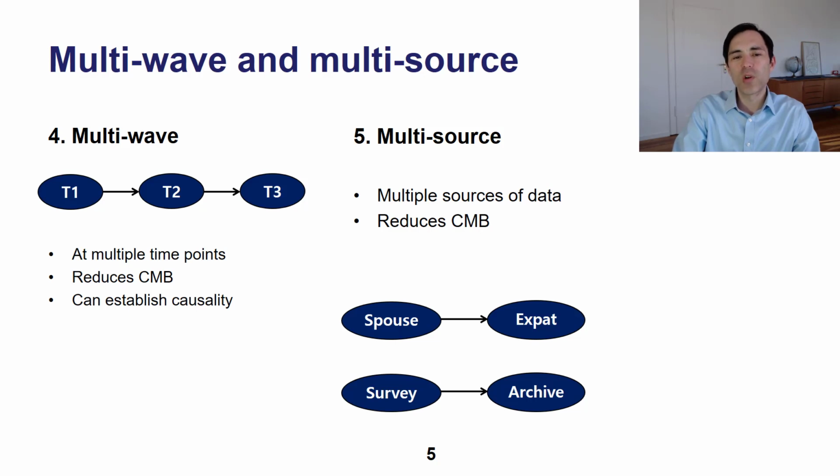Then we have multi-source designs. Here we combine different data sources. It could be survey and archival data, or it could be also different people. As you might remember, I'm a researcher doing research on expatriation. And we can look at the spouse and the influence of the spouse on the expatriate. And studies found that the spouse has a major impact on the success of expatriates. Again, such kind of designs greatly help to reduce common method bias.